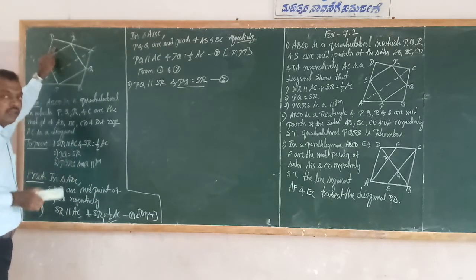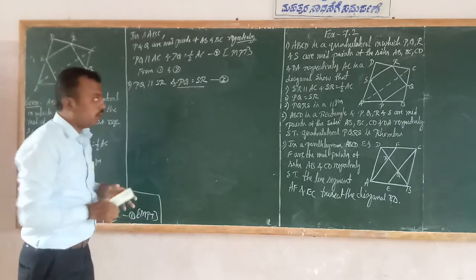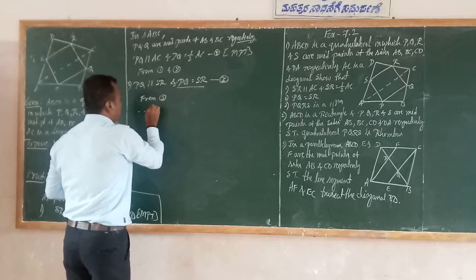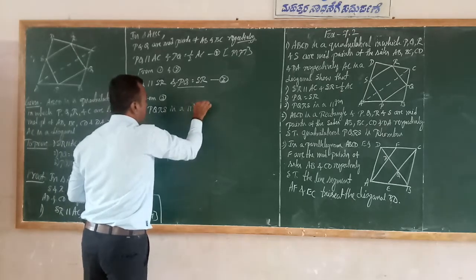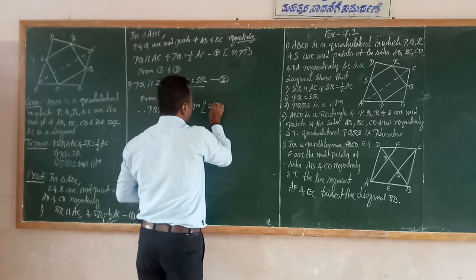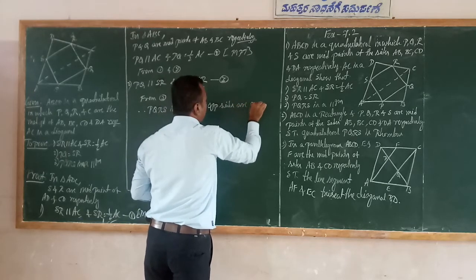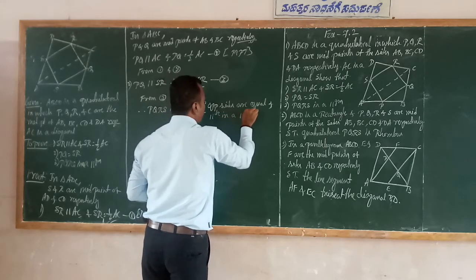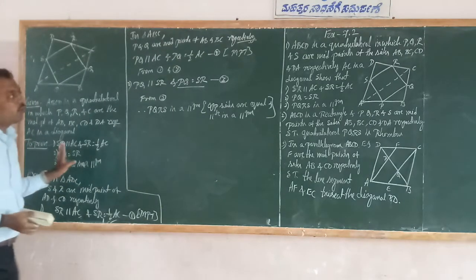In any quadrilateral, if one pair of opposite sides are equal and parallel, then it is called a parallelogram. Therefore, PQRS is a parallelogram because in a quadrilateral, opposite sides are equal and parallel in a parallelogram. That's why PQRS is a parallelogram. Do you understand? So this is the proof of the first question.